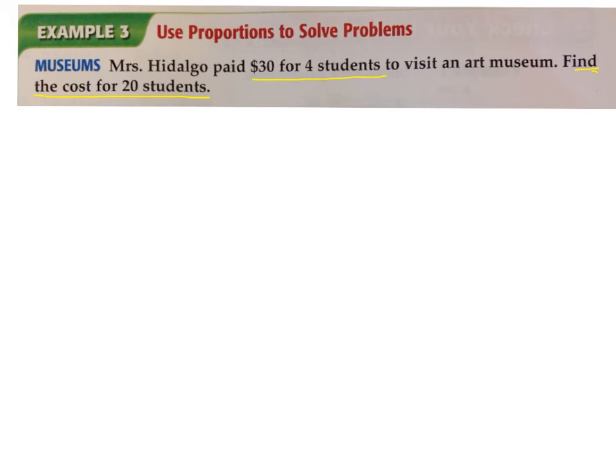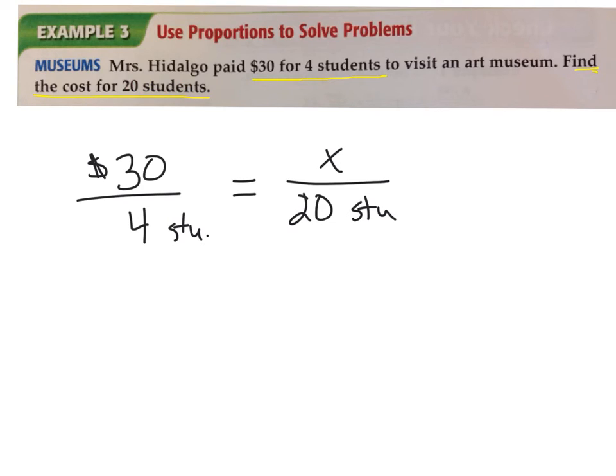In this problem here, I have this person paid $30 for 4 students to visit an art museum, and I'm going to find the cost for 20 students. So I wrote down here what I needed. So it's $30 for 4 students, and I want to find a proportion here. And so I put an x here because I'm trying to find the cost for 20 students.